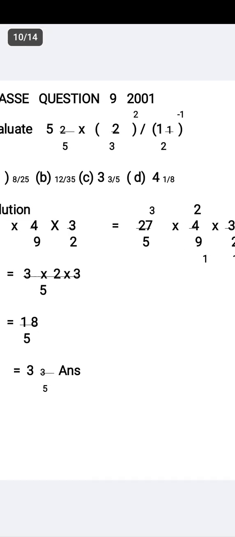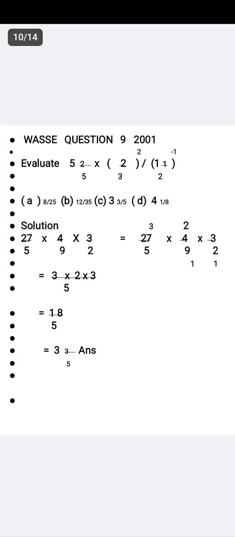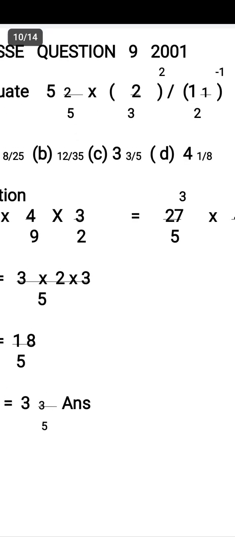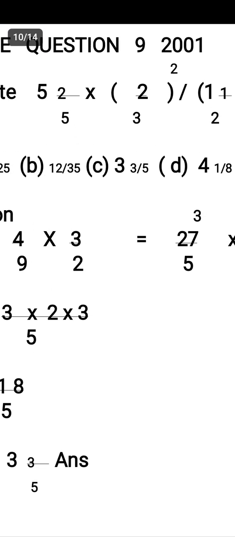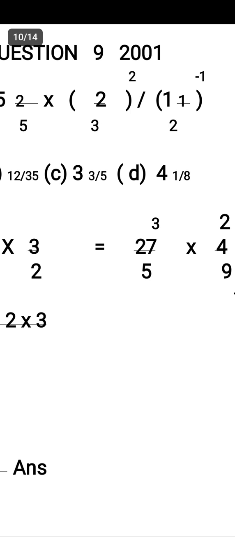And did you get it? Let me repeat the question. You have 5 whole number 2 over 5 times bracket 2 over 3 raised to power 2. That one is 2 over 3 raised to power 2. Then that slash now means divide bracket 1 whole number 1 over 2 raised to power minus 1.